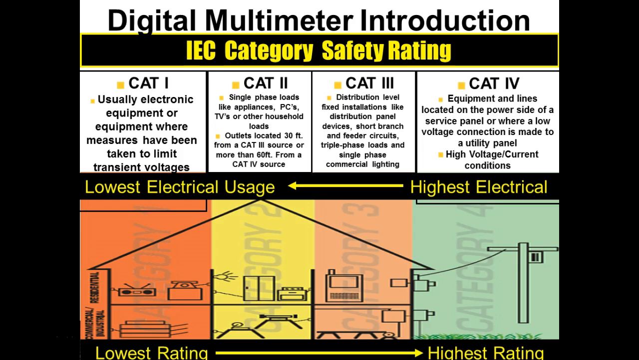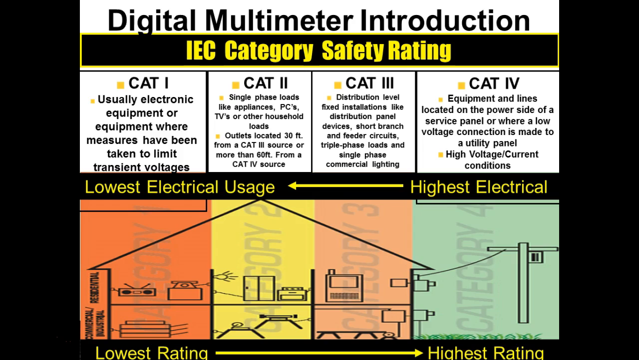So Cat 1 meters are usually for working on electronic equipment, or equipment where measures have been taken to limit transients. So the further you get away from the source, the more stuff this surge has to get through, and the less likelihood it has of getting to you, right? You understand? It's just like if lightning strikes right beside your house, it probably blows the lights in your house. But if it flashes two or three miles away, it's probably not going to hurt you because it's got to go through all these transformers and all these conductors. Does that make sense?